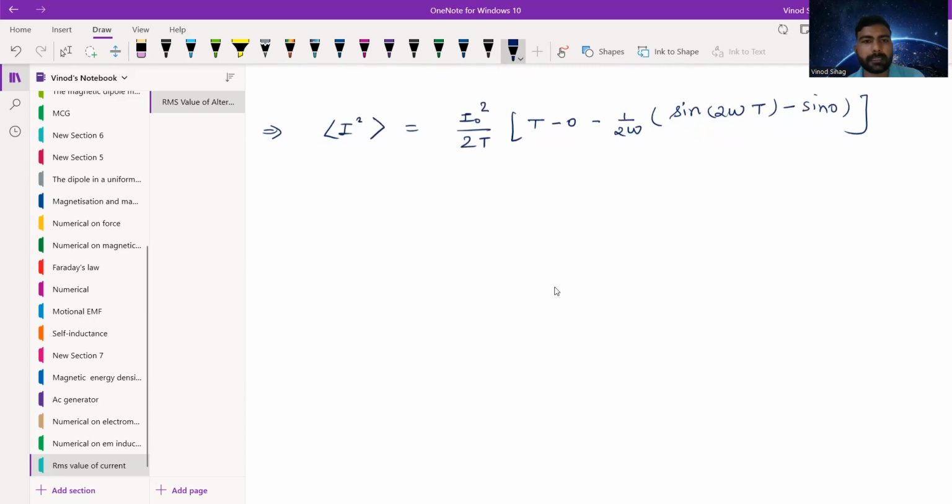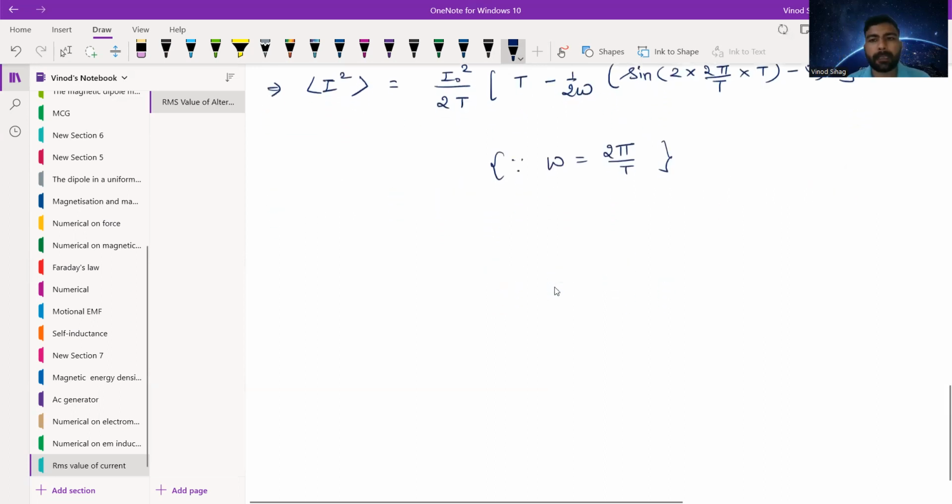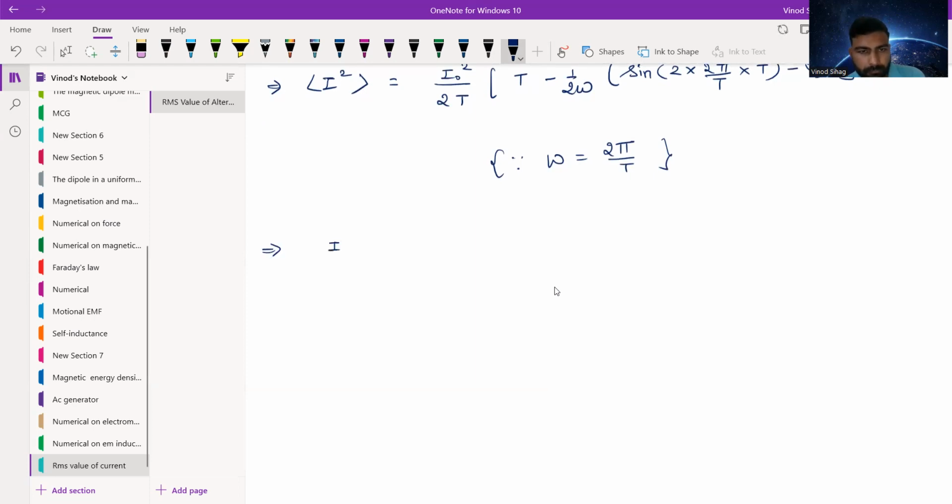Now the equation will become the mean of I square will be I naught square divided by 2t, times t, and this 0 is 0. So it will be minus of 2 omega. Now we know that omega is angular frequency, so it can be written as 2 into omega can be written as 2 pi divided by t, and sine 0 is 0. Okay, so if you want to write it out, then you can write 2 pi upon t.